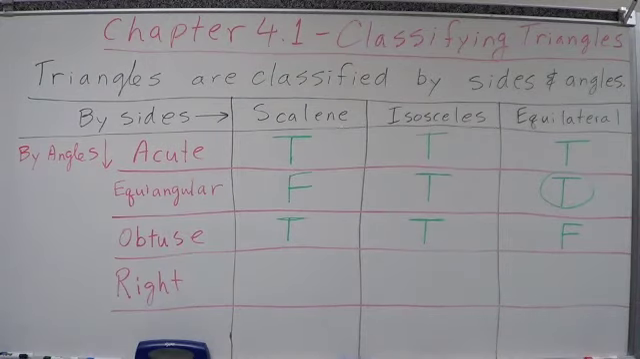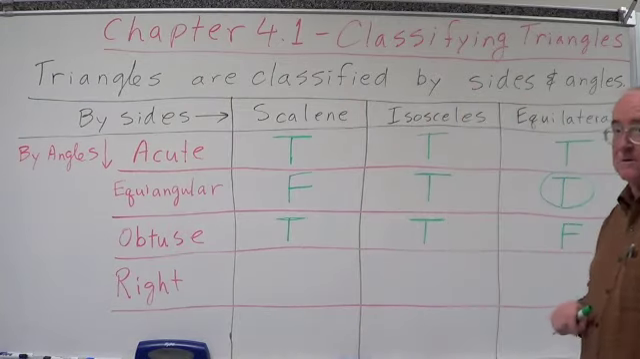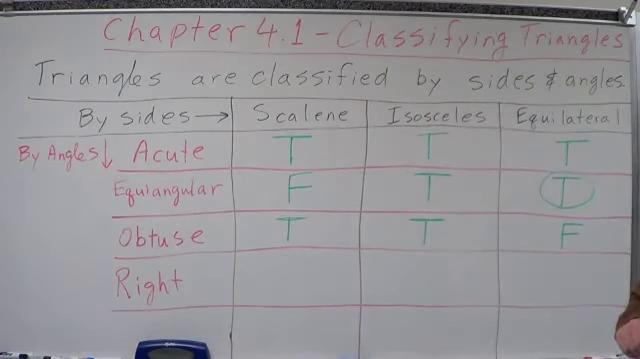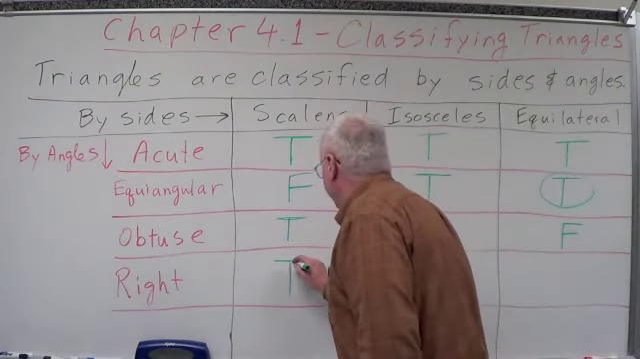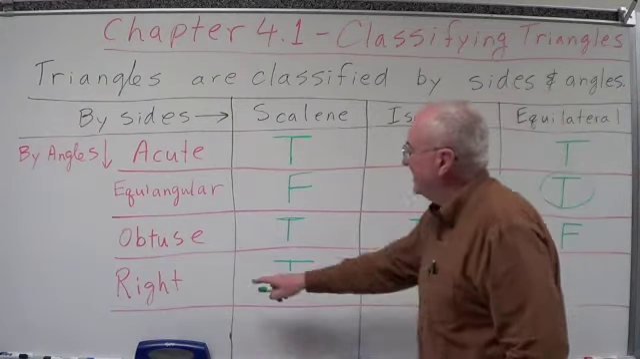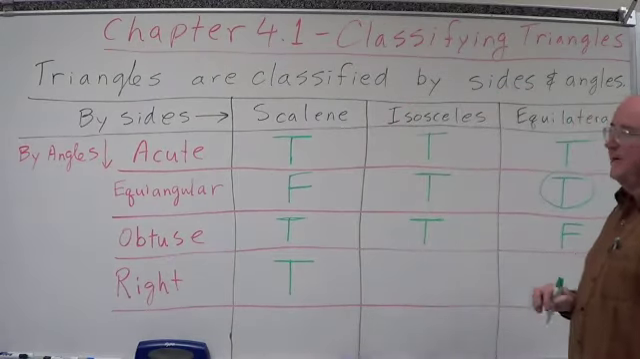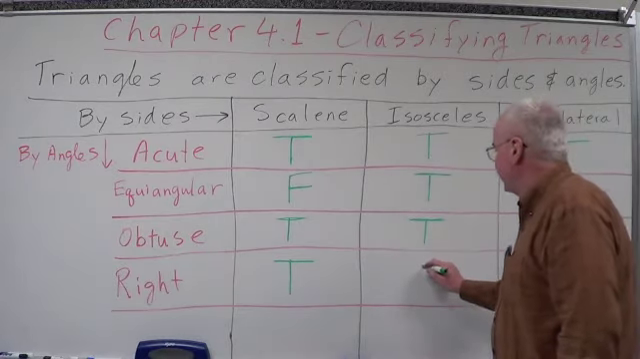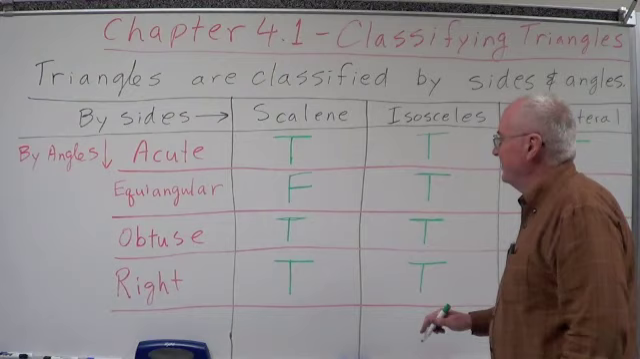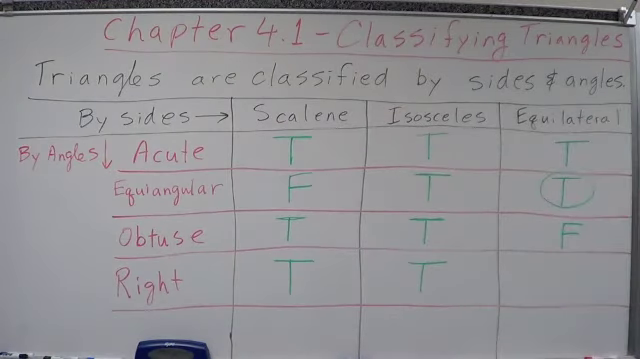Okay? Can a scalene triangle be right? Yeah. We can draw a scalene triangle with a right angle in it, can't we? There's nothing to keep that from happening. So that's true. Can a right triangle be isosceles? We can have a right isosceles triangle. Vertex angle can be 90 degrees. No problem with that.